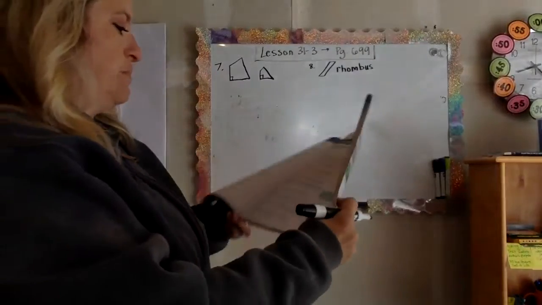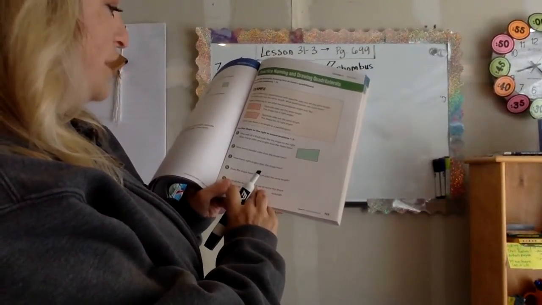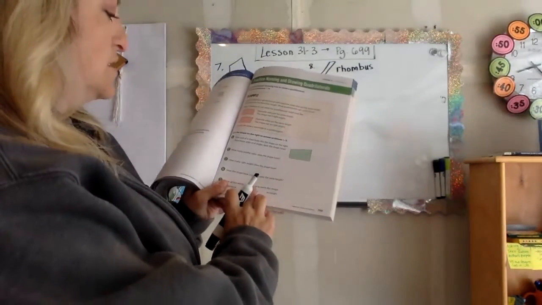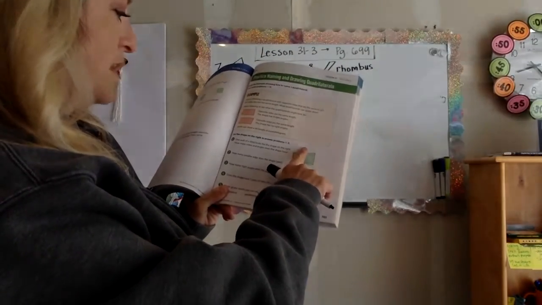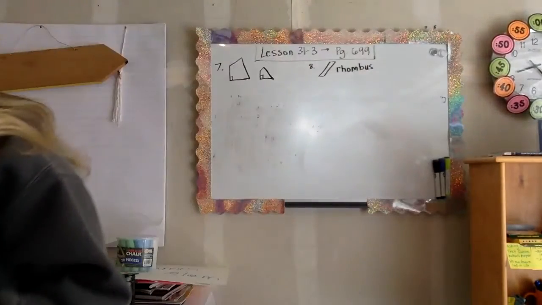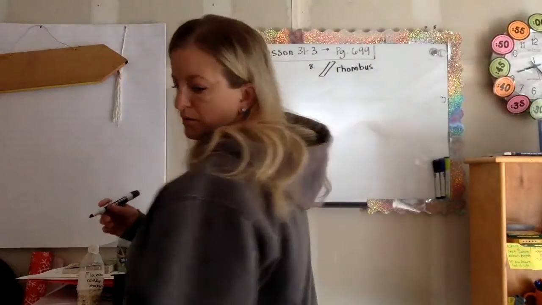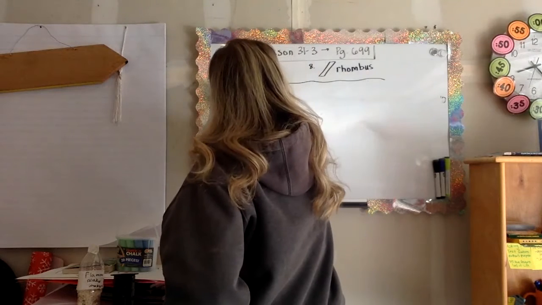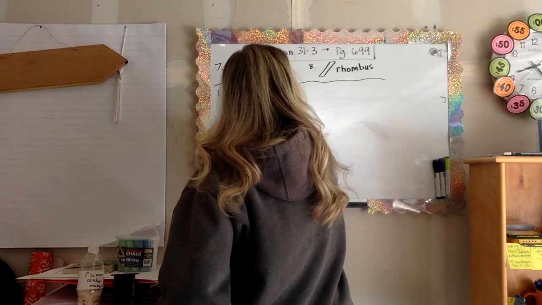Number 1, use the shape on the right to answer problems 1 through 5. One wall of a shed looks like the shape on the right. How many sides and angles does this shape have? 1, 2, 3, 4 sides. 1, 2, 3, 4 angles. So the answer is 4 sides and 4 angles. And this is problem number 1. So I'll draw a squiggly line here. So now this is 4 sides, 4 angles.